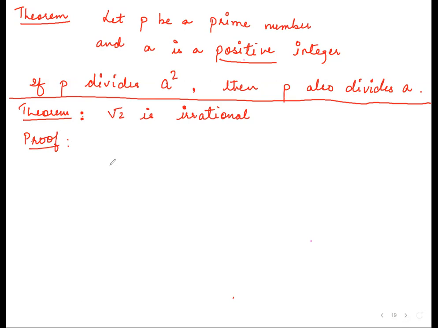Now there is a method which is called the method of contradiction. First of all, we will assume that under root 2 is rational, and then we will prove it wrong. So this is the approach we are going to take. So assume under root 2 is rational.